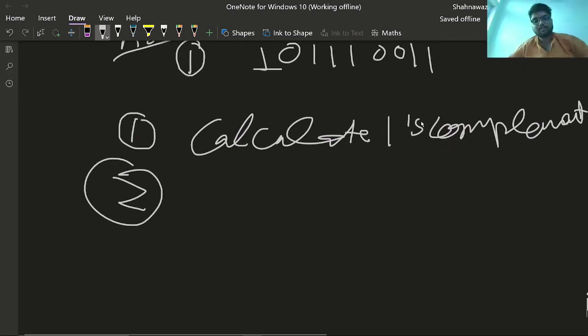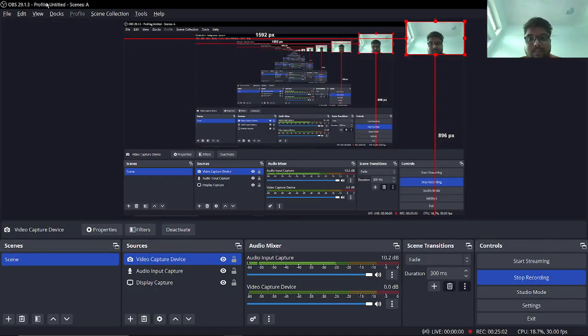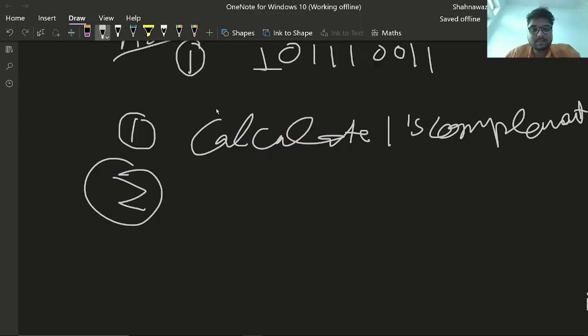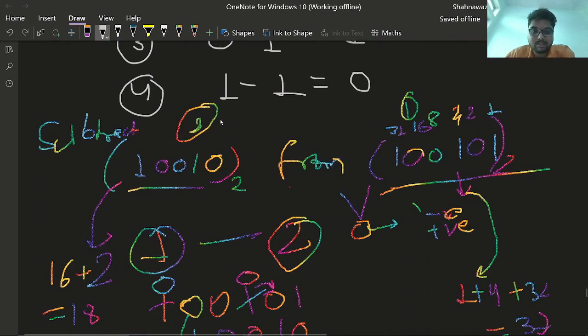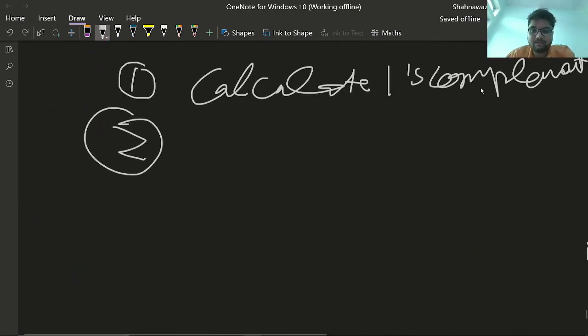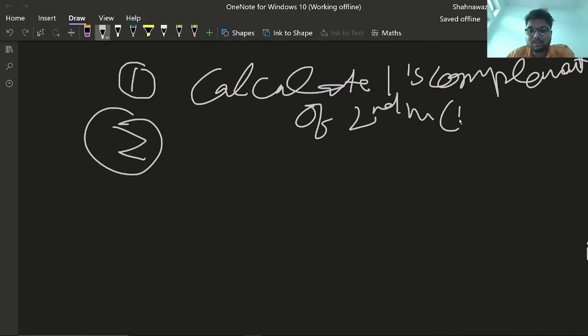The ones complement of the number which is to be subtracted, that is the second number here. I told you that there are two numbers, the first and the second. Then we have to find the ones complement of the second number, the number that is to be subtracted. What is to be subtracted? Okay. So I think you have understood.